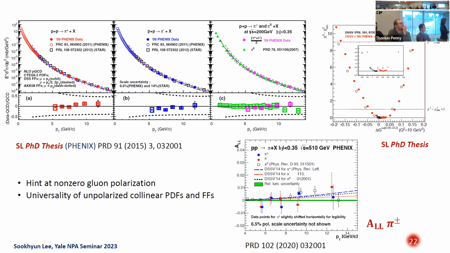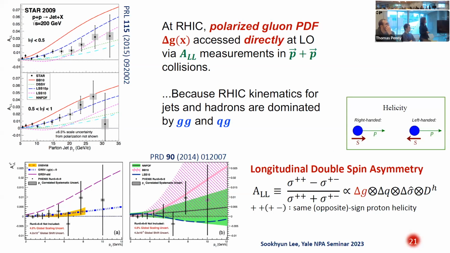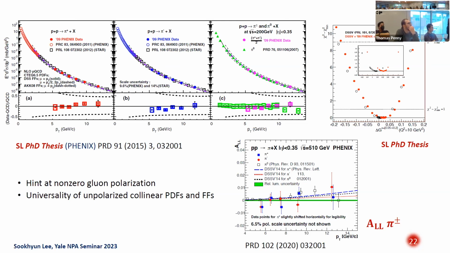Here I show the results from jets and neutral pions with high statistics. PHENIX also measured charged pions, which is more precise. The first measurement that was done hinted that there is non-zero gluon polarization, with limited statistical power. Additionally, it showed that the pion productions are consistent with predictions made using data from other experiments and collision systems. So this highlights the universality of the non-perturbative collinear PDFs and fragmentation functions, and the success of collinear factorization of perturbative QCD.